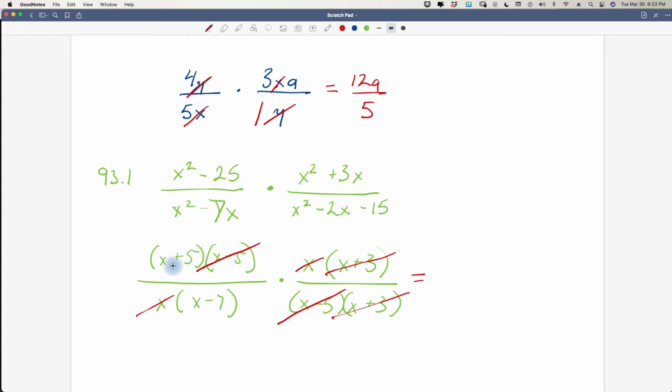So what we have left is x plus 5 over x minus 7. Isn't that easy? That is so much easier than multiplying all of these together and then having to try to reduce them later. And we know we can't reduce anything here. This is our final answer because we factored everything out here.